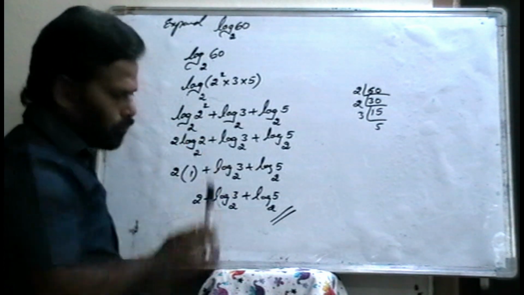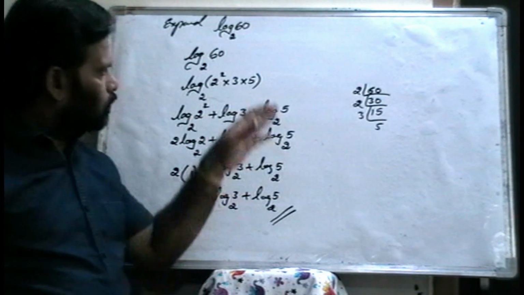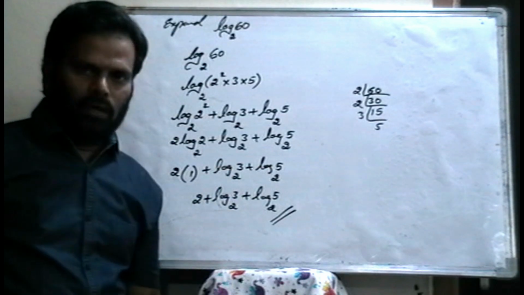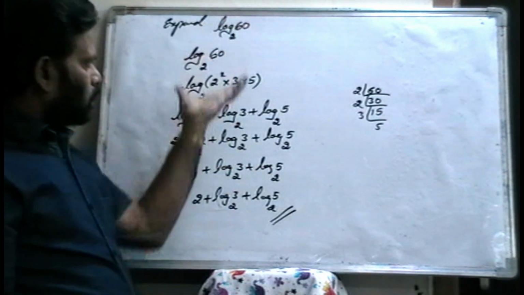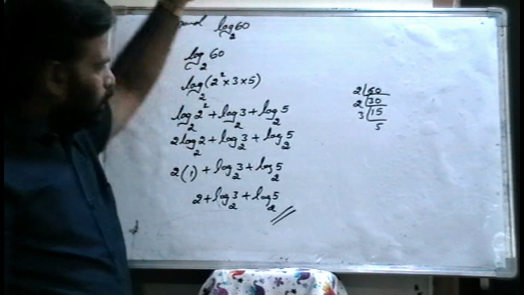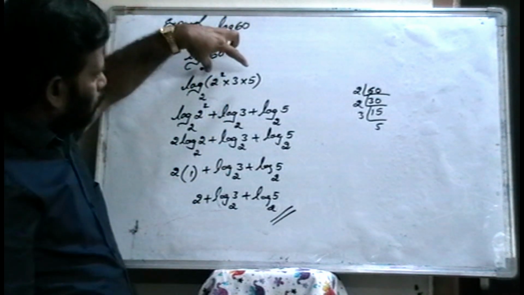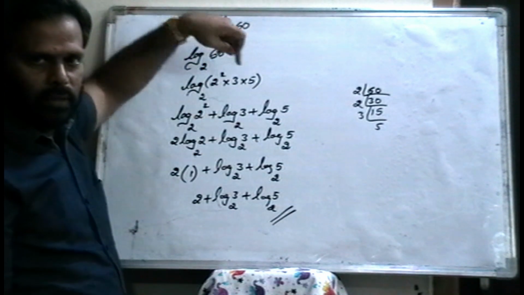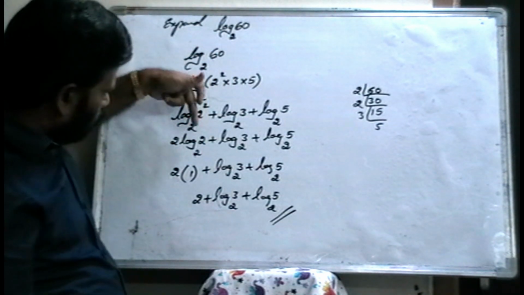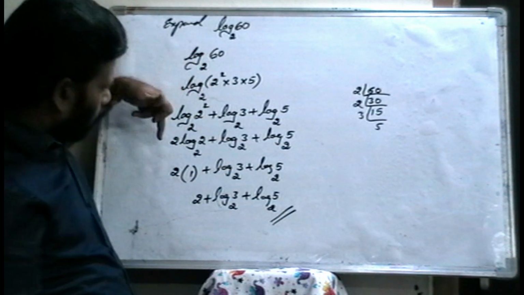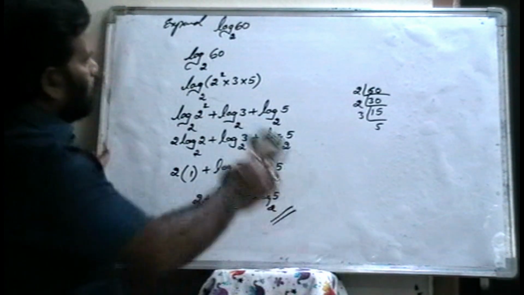2 ones are 2. This is one of the examples, that is the expansion of the log 60. In this expansion also, we use the formulas log A B C is equal to log A plus log B plus log C, and log A power n is equal to n log A. Right?